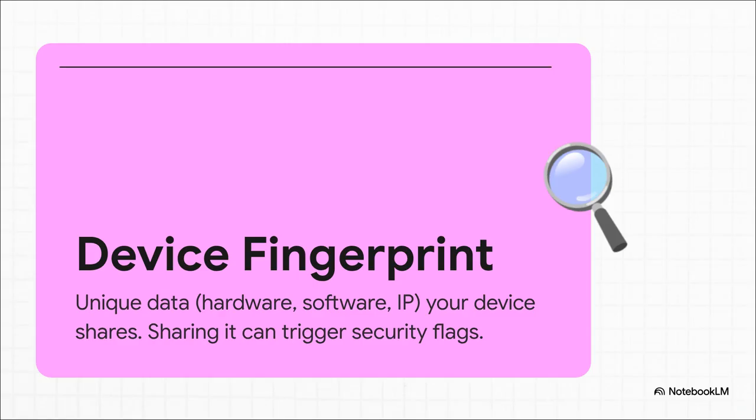Well, think of it like your computer's actual fingerprint. It's this unique signature, a mix of data about your hardware, your software, your IP address, all of it. And here's the thing, when a bunch of different accounts all share the exact same fingerprint, platforms like Telegram see that as a huge red flag. It looks fishy, like spam or bots, and that can get you restricted or even banned.